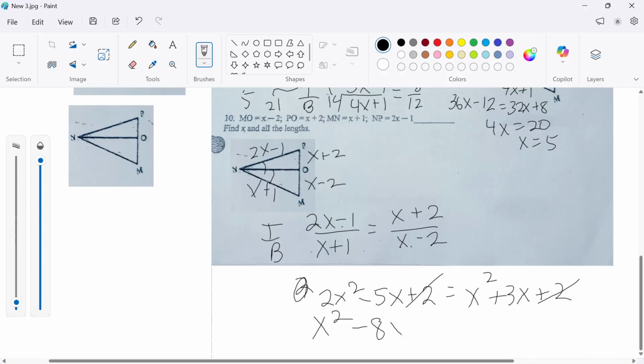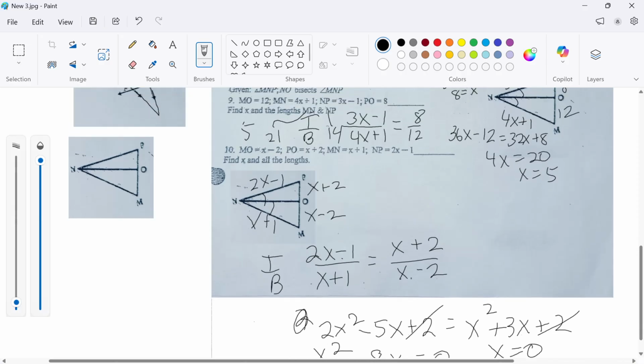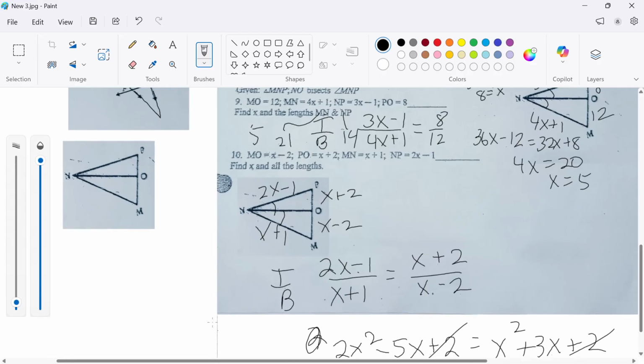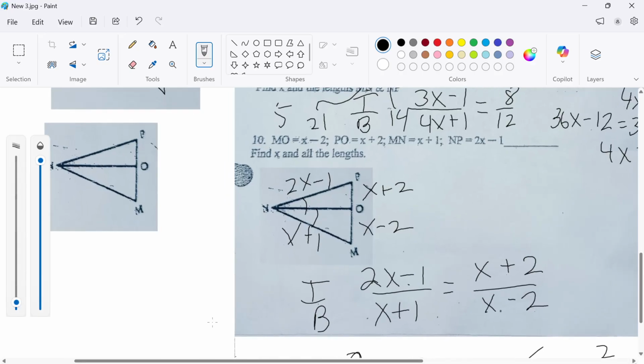Minus 8x equals 0. And now I will factor out an x. x times x minus 8 equals 0. By the zero product rule, x equals 0, or x minus 8 equals 0, so x equals 8. Well, x cannot equal 0 because NP is 2x minus 1. 2 times 0 is 0, minus 1 is minus 1, so x can't equal 0. So x equals 8. NP is 2 times 8 is 16, minus 1 is 15.